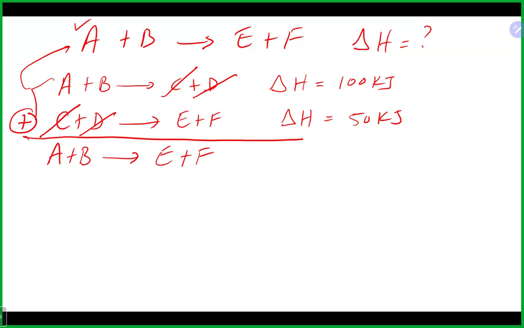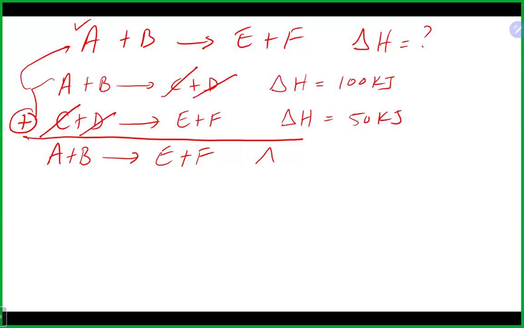Now, this is a super simplified version of this. Sometimes you will have the equations not facing the right direction. So you might have to reverse them like we just talked about, which means you would have to change the sign of delta H. You may have to multiply an equation by a number, in which case you have to multiply the delta H, or do all those kinds of manipulations we were just talking about.